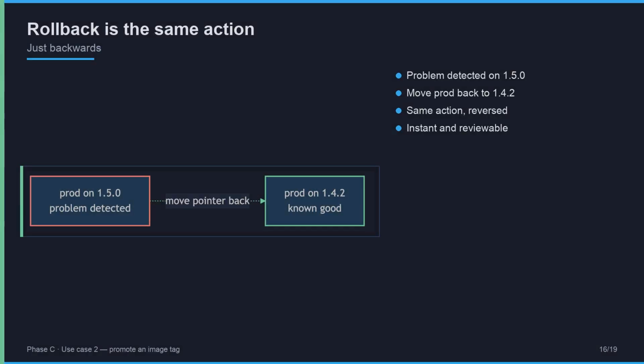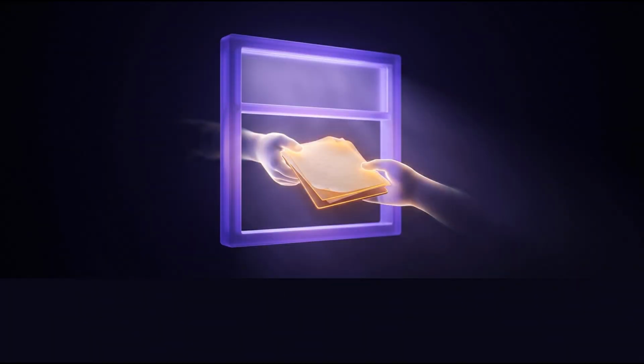Here is the beauty of pointer-based promotion. Suppose 1.5.0 misbehaves in prod. You do not write a fix or hack the cluster. You move prod's pointer back to 1.4.2, the known good build. Rollback is the exact same action as promotion, just in reverse. Both are one line, reviewable, and instant. Forward to promote. Back to rollback.